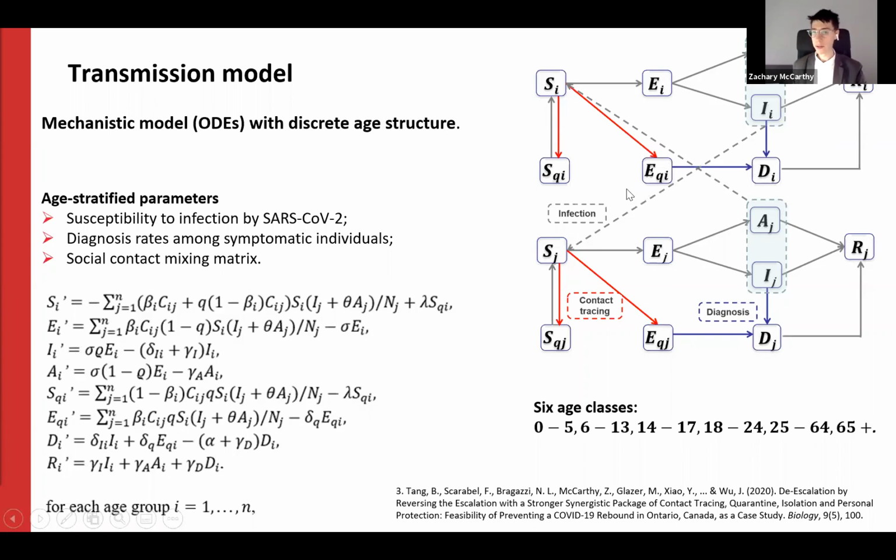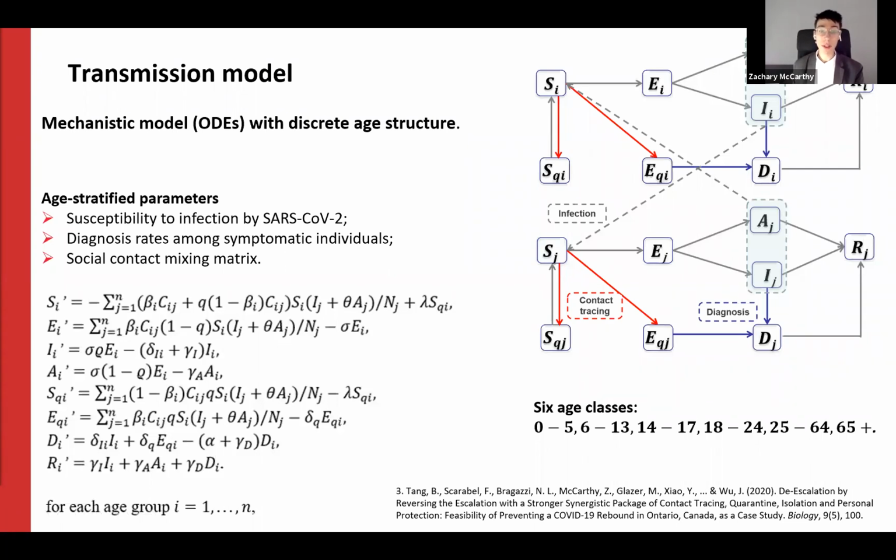We have several key age-dependent parameters here. These are the susceptibility to infection, the diagnosis rates, and of course, the contact matrix. As a note here, we display 2 copies of this flowchart to denote the relationship between the different age classes. So we have S_i and S_j. We have 6 age classes in this model.